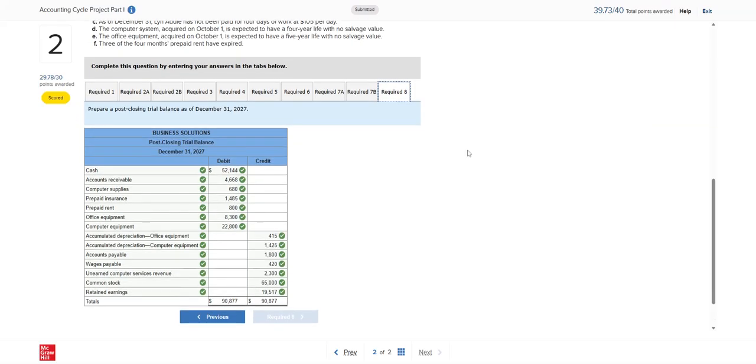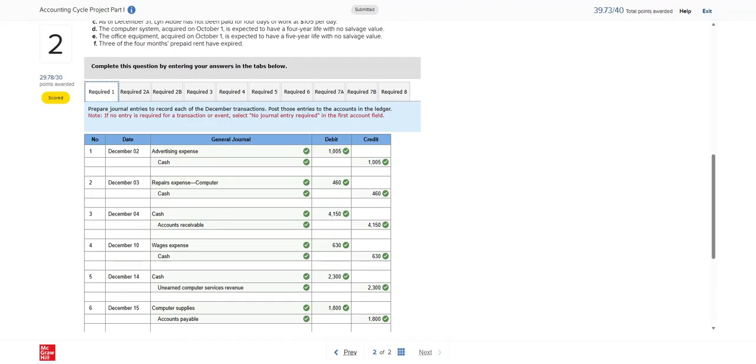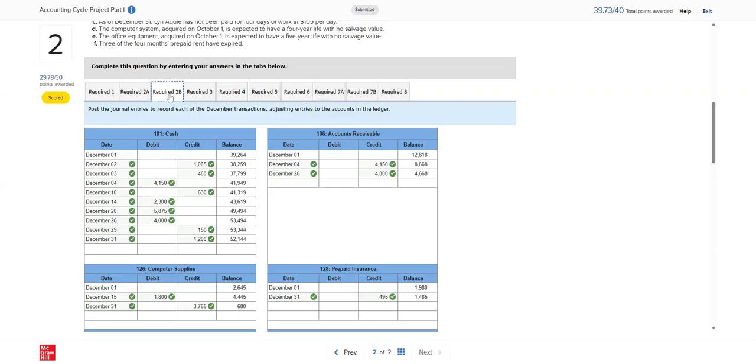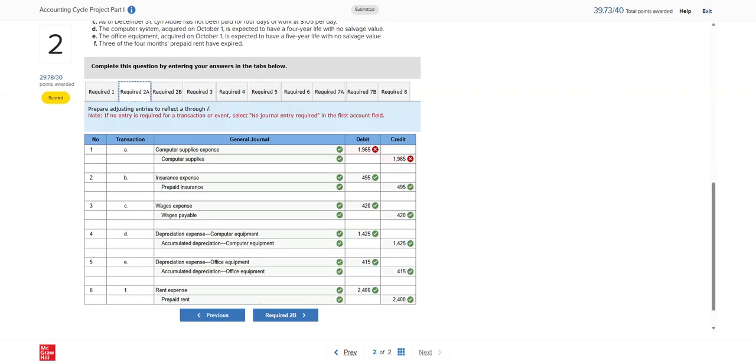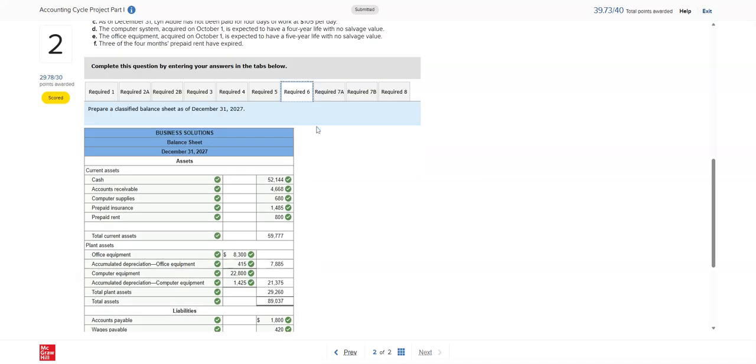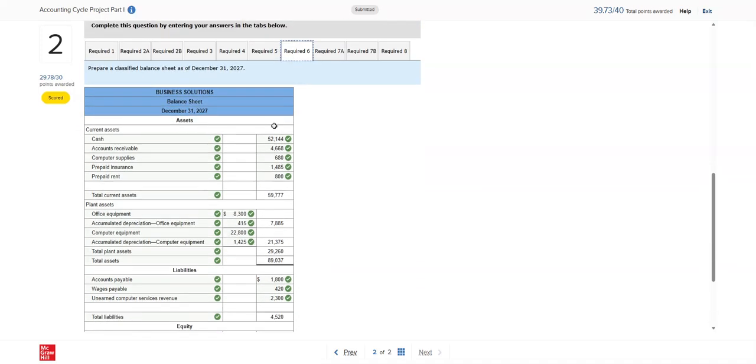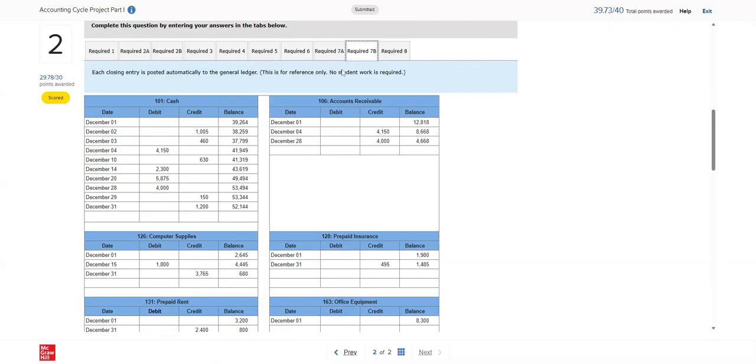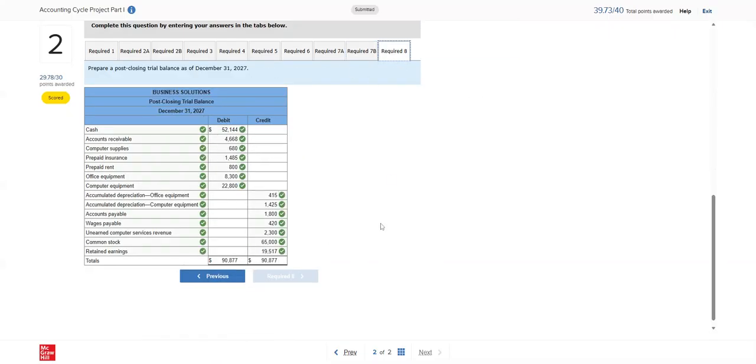Overall, this project demonstrated the full accounting cycle, from recording journal entries to posting them in the ledger, to making adjusting entries, making the financial statements, which are income, retained earnings, and balance sheet, closing the books, to verifying the final balances. Each step plays an important role in ensuring that financial information is accurate and useful for decision making.